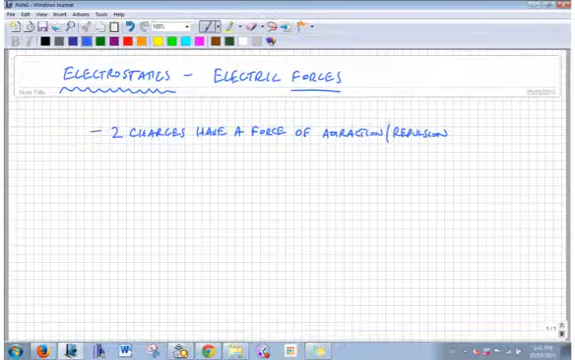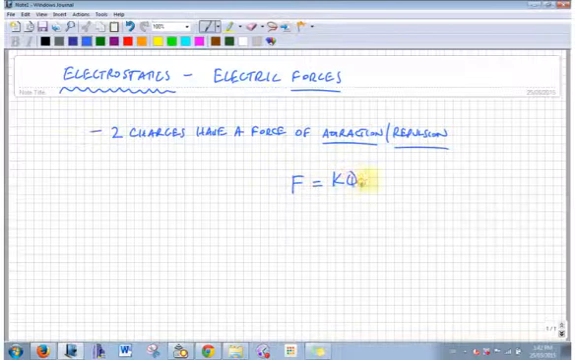So two charges, they have a force of either attraction, if what? Yeah, positive and a negative, right? Or there's two examples for repulsion. Yeah, if they have a like charge, they're going to repel. Nothing new here, right? There's a formula that'll tell us and measure this.